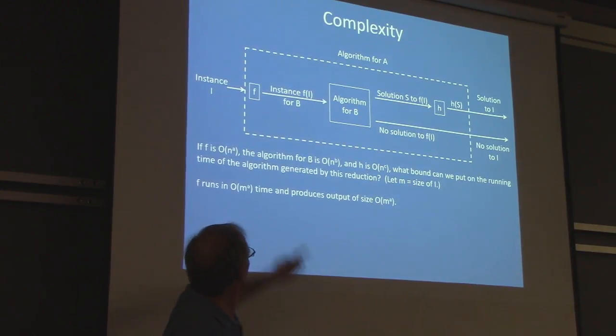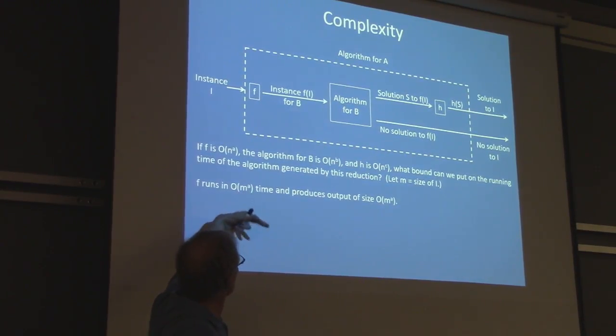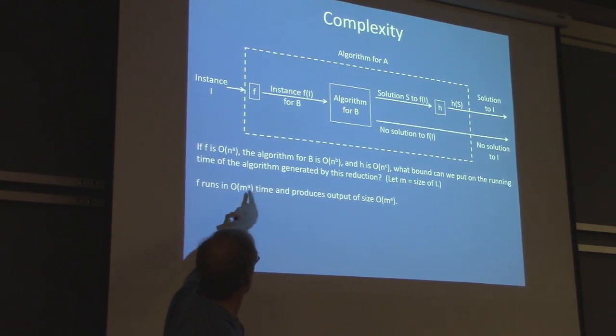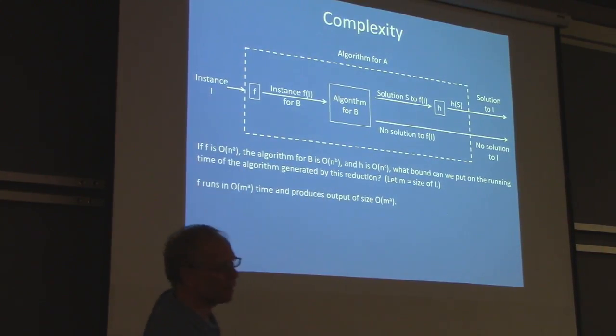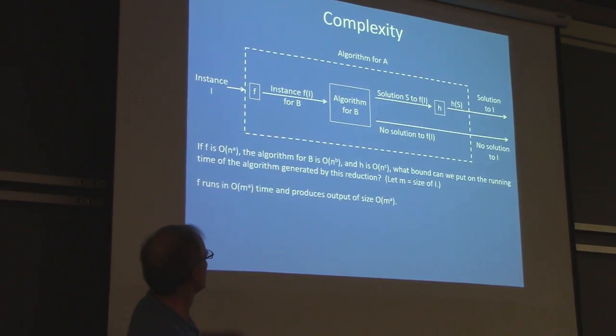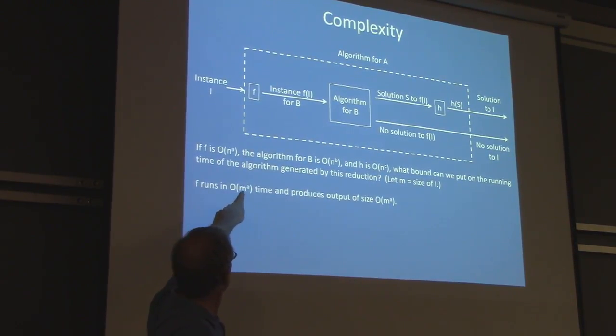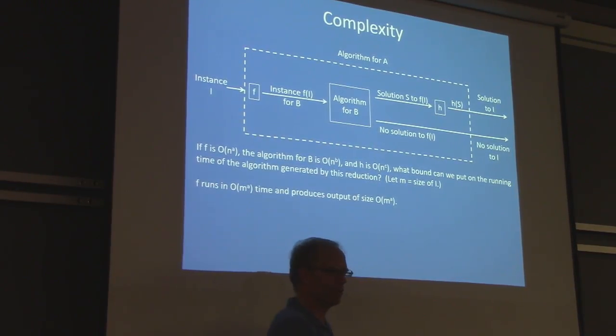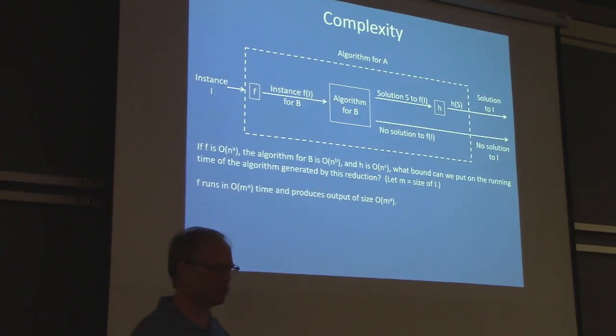Well, let's do it. So we're going to run f. n is sort of a bound variable here, so let m be the size of I. What comes into this box is of size m. The first thing we do is run f, and that's going to take O of m to the a time, and its output will be at most O of m to the a.